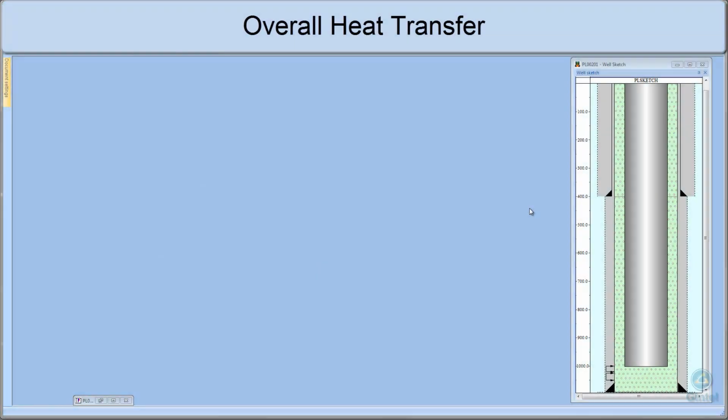In this video, we will learn how to calculate an overall heat transfer coefficient in production or injection wells. During well flow, the heat is usually transferred from and throughout tubing, annulus, casing, and cement to rock formation. Each of these media has individual thermal properties and makes the process of heat transmission prediction very complex.